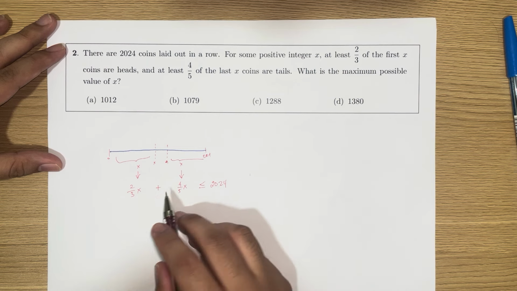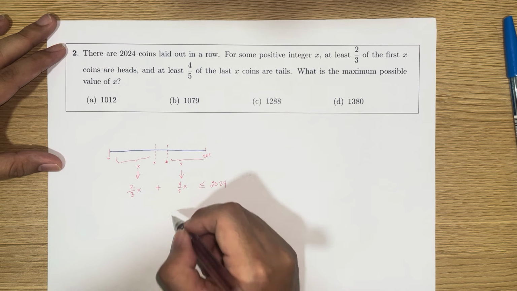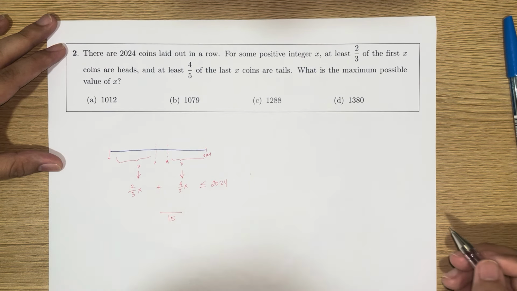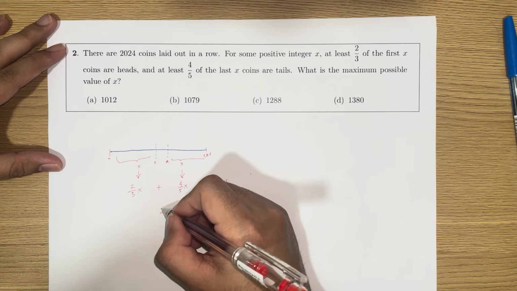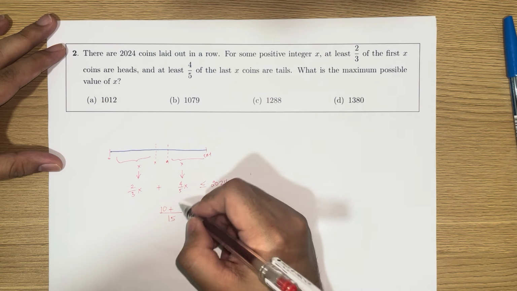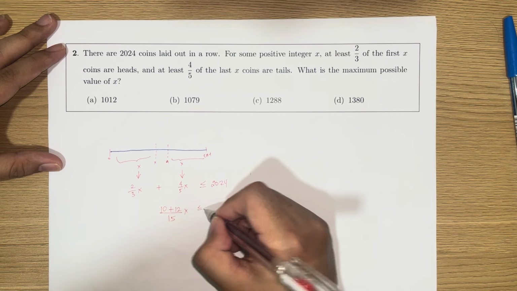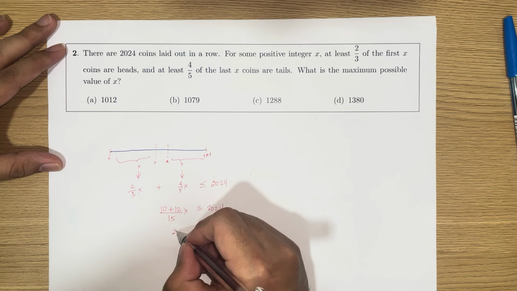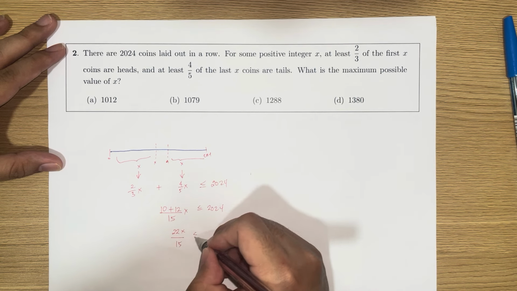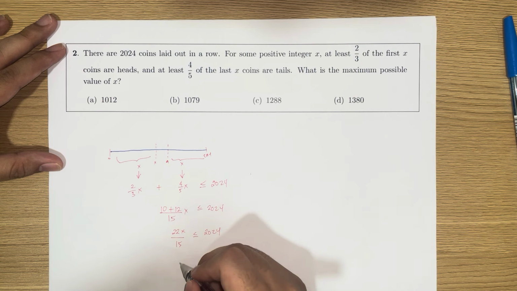Now, if we simplify this, we get 2/3 plus 4/5. So that's a common denominator of 15. So this is 10, this is 12x, less than or equal to 2024. This is 22x over 15 less than or equal to 2024. Multiply both sides by 15 over 22.